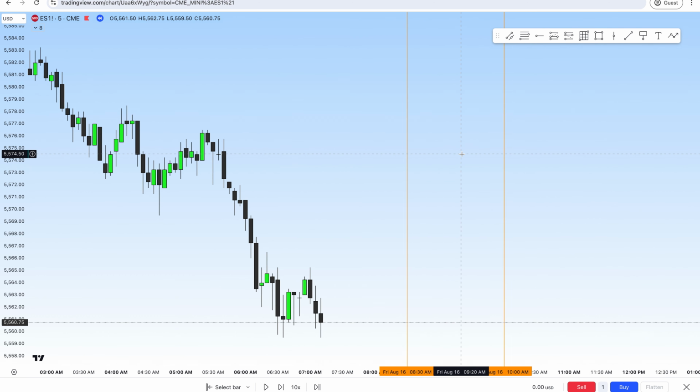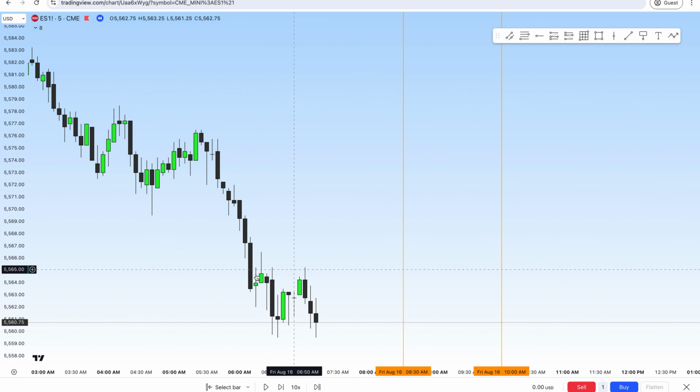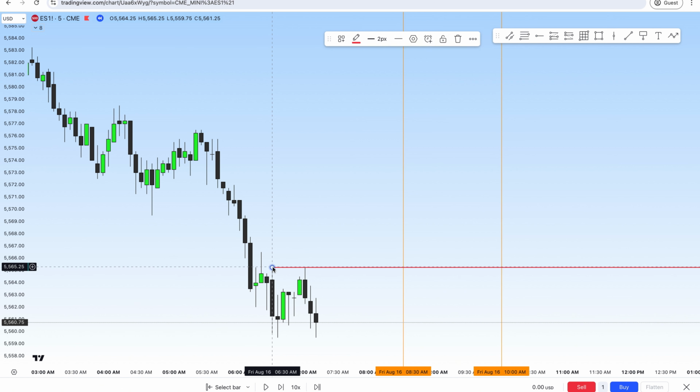Here we are in the morning session. We have relative equal highs right here. See, these highs are all relatively equal. That's where I get that level from. Boom, 5565.25. So remember that level.